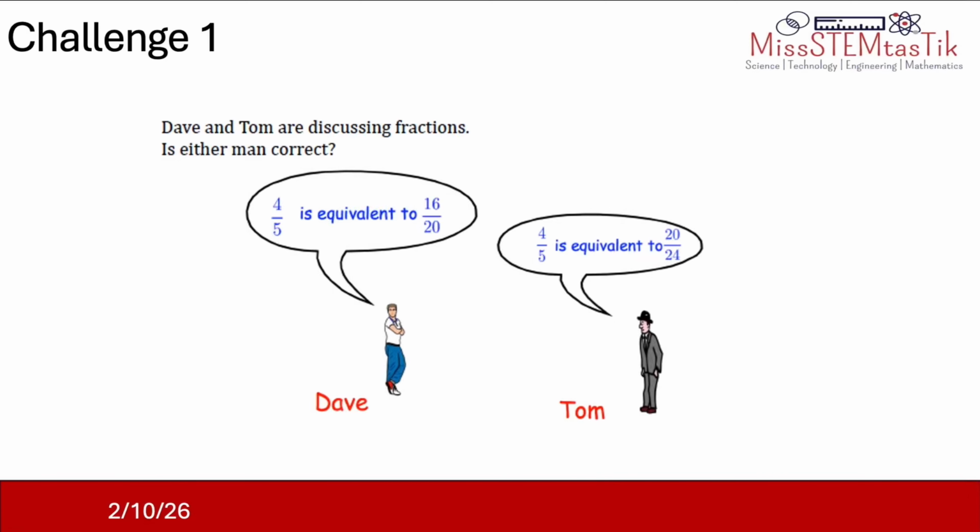Dave and Tom are discussing fractions. Is either man correct? 4 times 4 is 16. 5 times 4 is 20. So Dave's fractions are equivalent. 4 times 5 is 20. 5 times 5 is 25 and not 24. So therefore, Tom's fractions are not equivalent. The other way to do it is 24 divided by 5, which gives you 4 with a remainder of 4, and you cannot have a remainder.